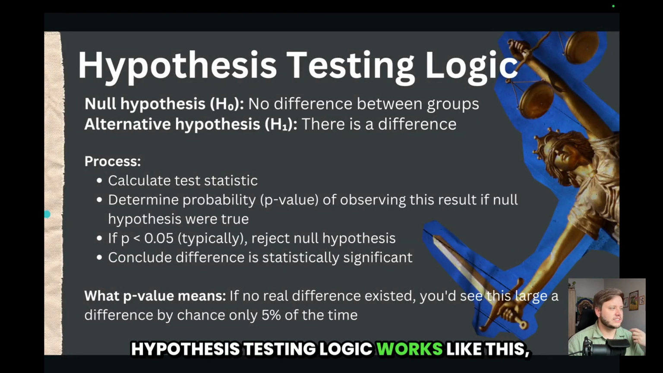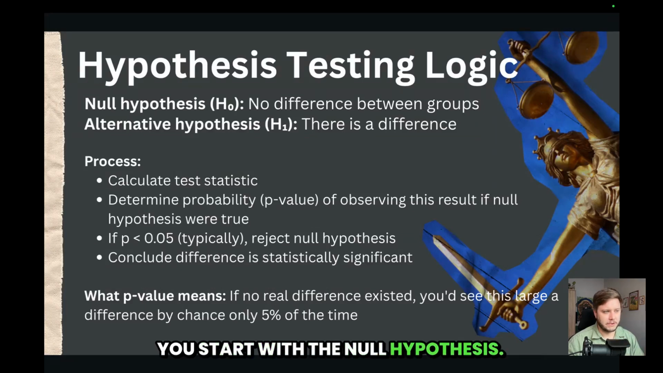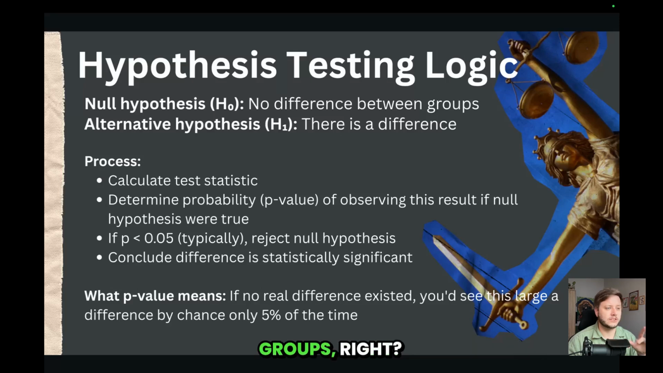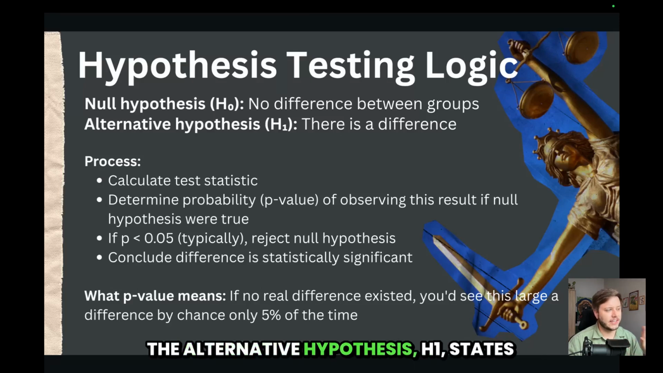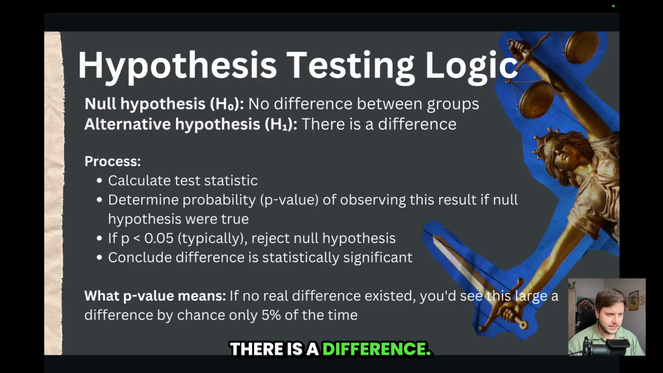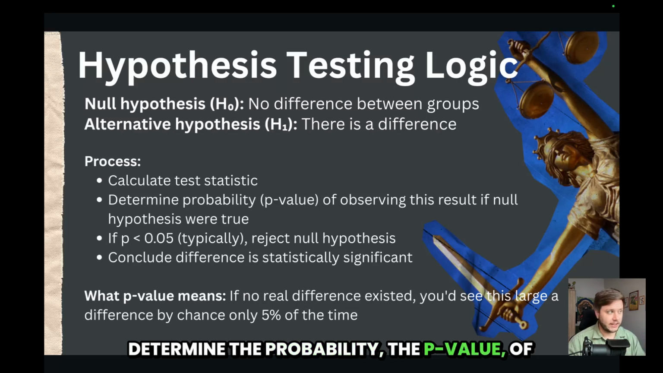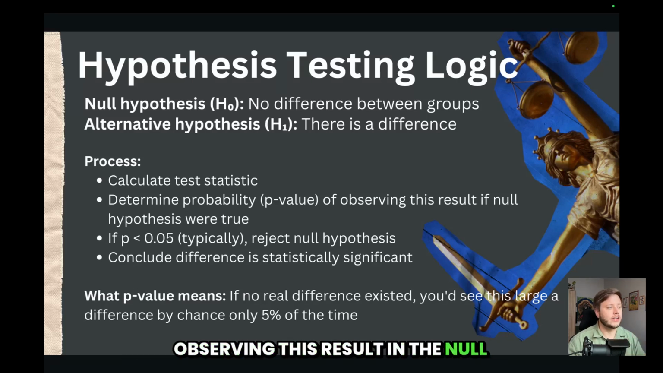Hypothesis testing logic works like this, right? You start with the null hypothesis. This is symbolized as H0. This typically states no difference between groups, right? The alternative hypothesis, H1, states there is a difference. The process is to calculate a test statistic from your data, right? Determine the probability, the p-value, of observing this result if the null hypothesis were actually true, okay? If p is less than 0.05, that's the conventional threshold, you reject the null hypothesis, right? You conclude the difference is statistically significant, right?